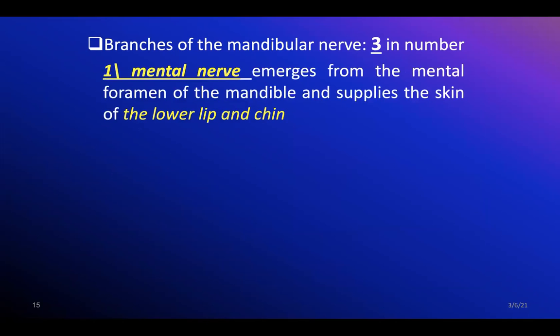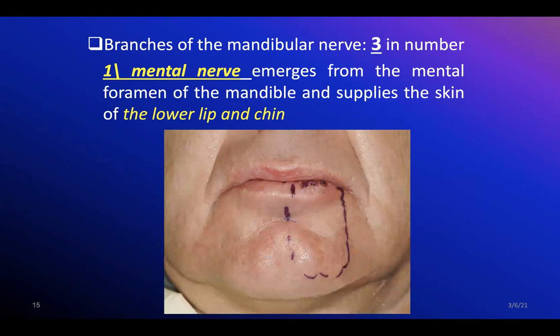The mental nerve emerges from the mental foramen of the mandible and supplies the skin of the lower lip and the chin. This is the territory of the mental nerve.